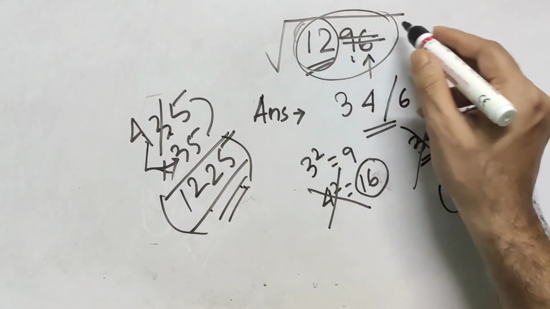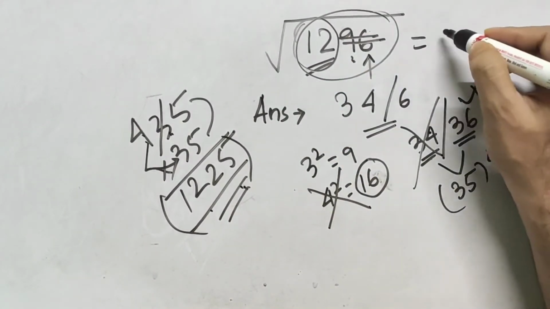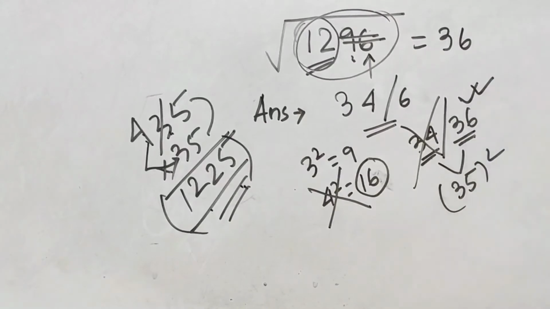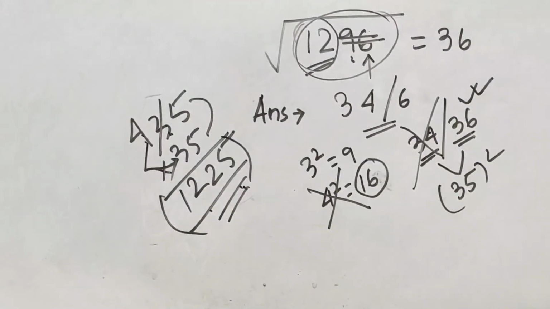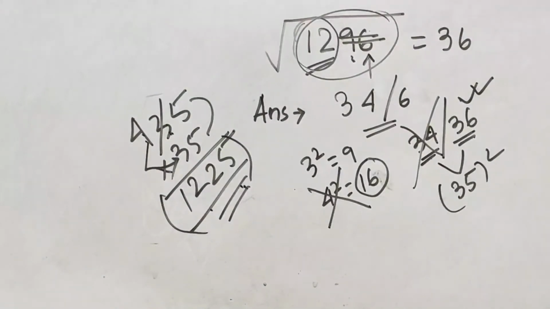So the square root of 1296 is going to be 36. I hope it is getting easy gradually. Okay, no problem. Let's take another example.